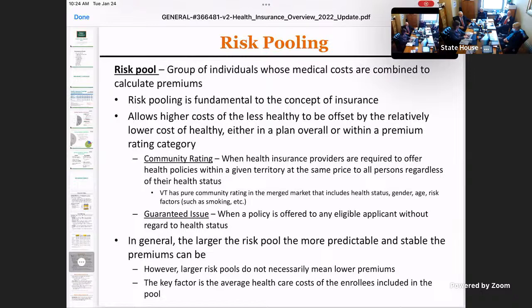So, for instance, when we talked about two pools of people, one might be aerobics instructors, and one might be coal miners. You're going to imagine that the claims experience in the coal miners is going to be significantly higher than in the group of aerobics instructors. Now, that's not a real group, but it's just to give you a concept. I don't think you can actually have a group like that. It's really more of a visual than an actual group. Very good. So it allows higher costs of the less healthy to be offset by the relatively lower cost of the healthy, either in a plan overall or within the premium category.